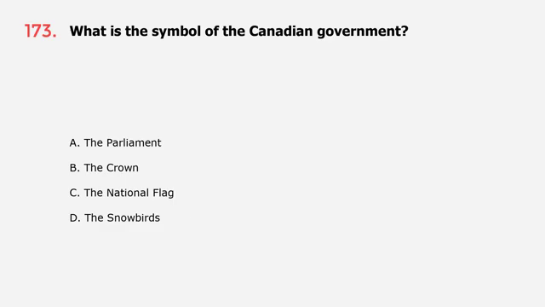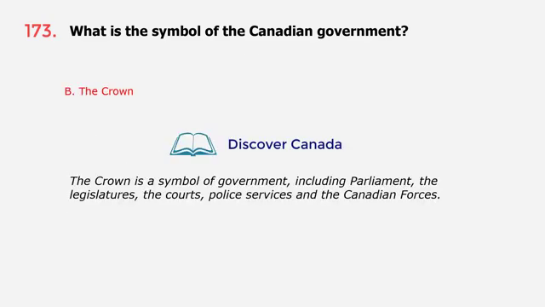Question 173. What is the symbol of the Canadian government? A. The Parliament. B. The Crown. C. The national flag. D. The Snowbirds. The answer is B. The Crown.